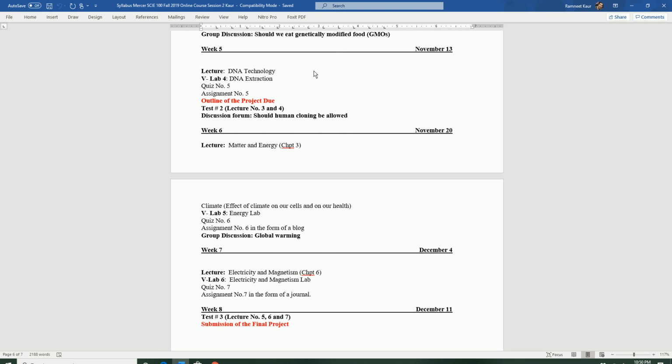So it can all be done with the help of DNA technology. So you will learn about all that. The lab is about DNA extraction. You will learn in the virtual lab how to extract the DNA. And then there's again an assignment you have to do. You have to answer the questions on the basis of the lab you have done.